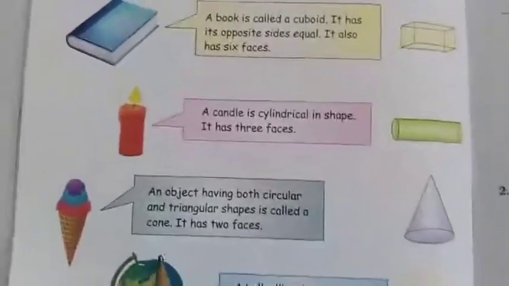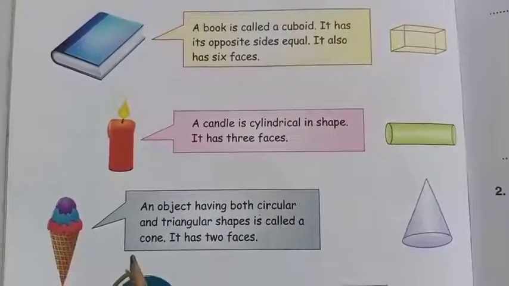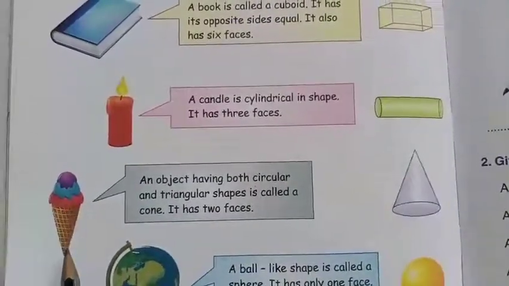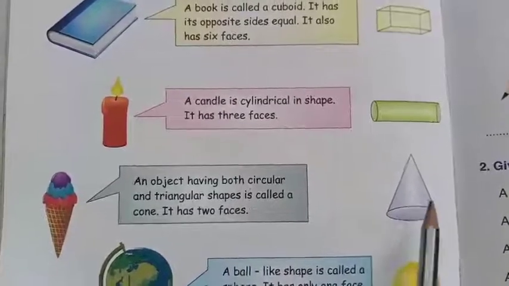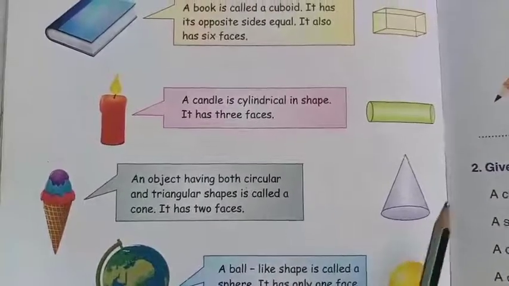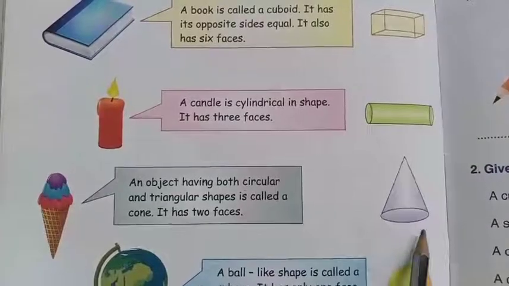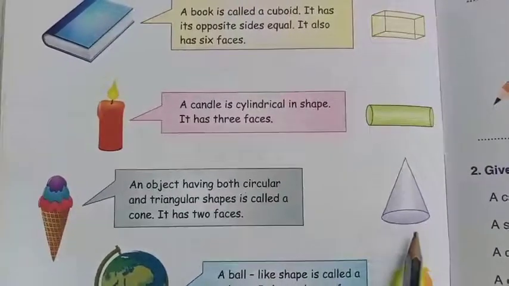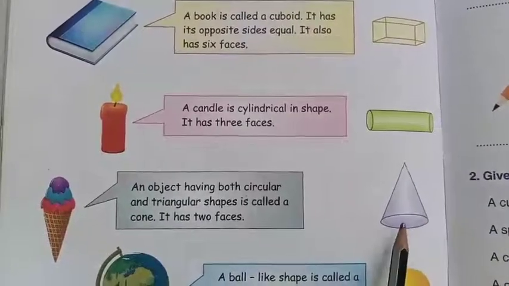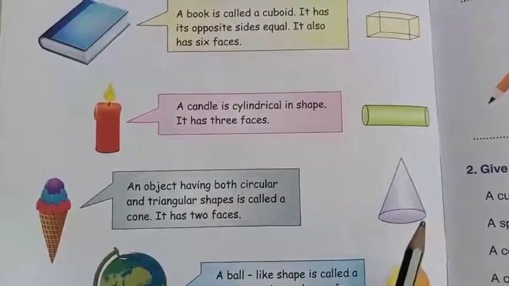The next one, an object having both circular and triangular shapes, is called a cone. It has 2 faces. You can see here an ice cream cone. Got it? So this is what we call a cone, children. C-O-N-E, cone. An object has both circular and triangular shapes. You can see a circle also. So this shape we call a cone, and it has two faces, children. One is this one and one more is this one. So a cone has two faces.